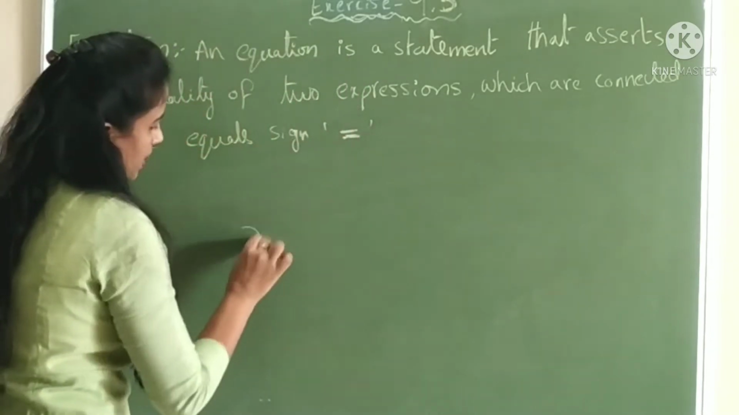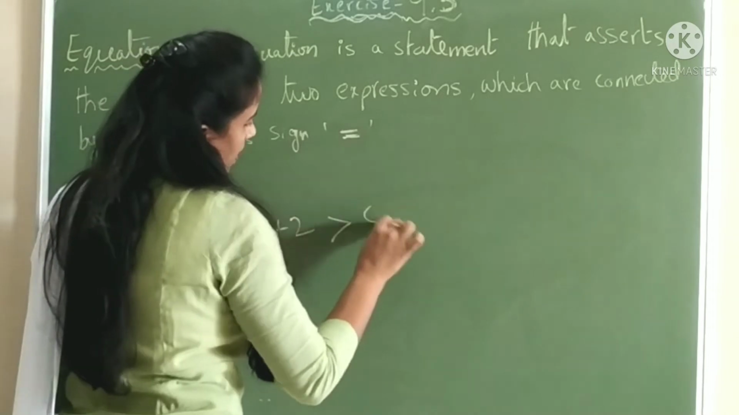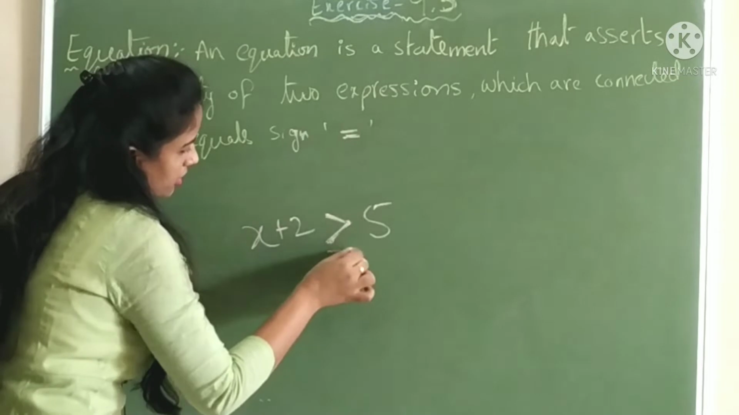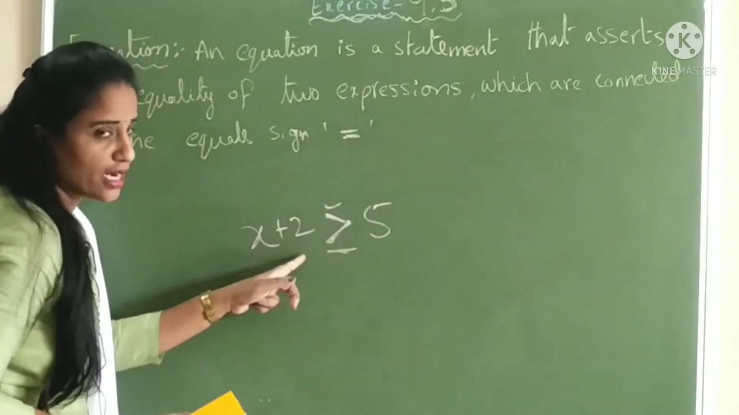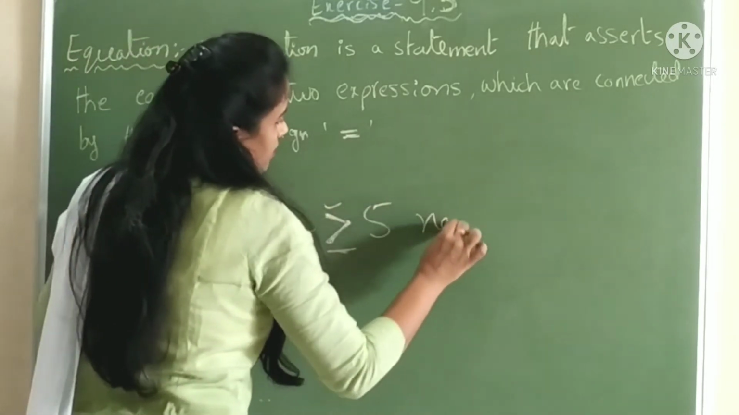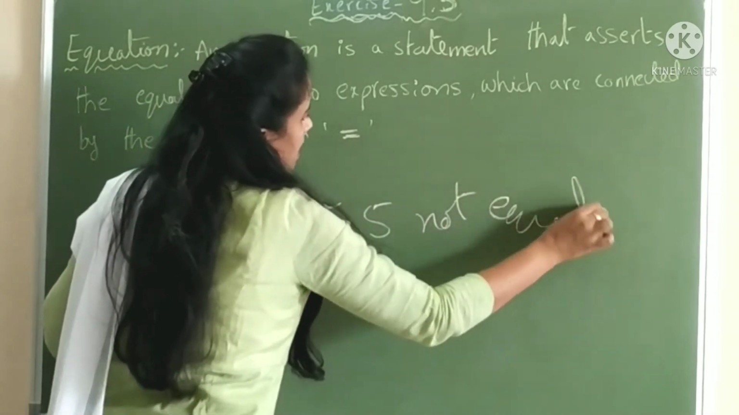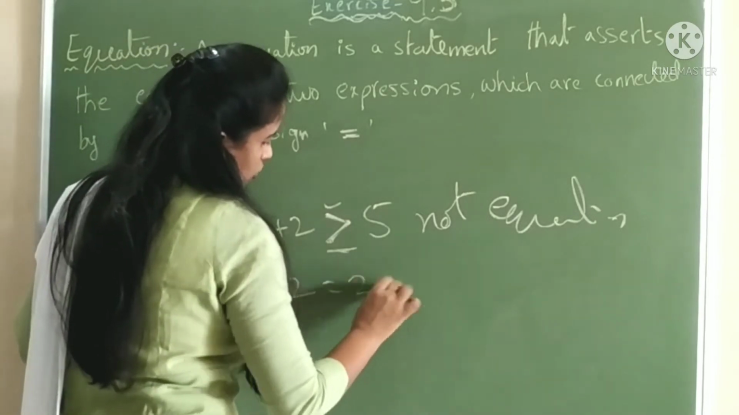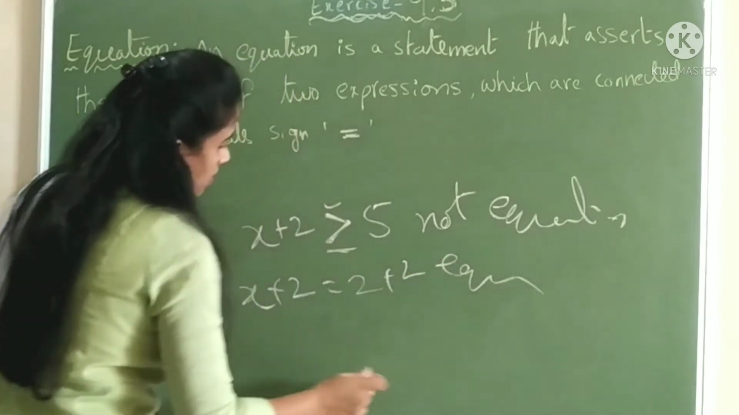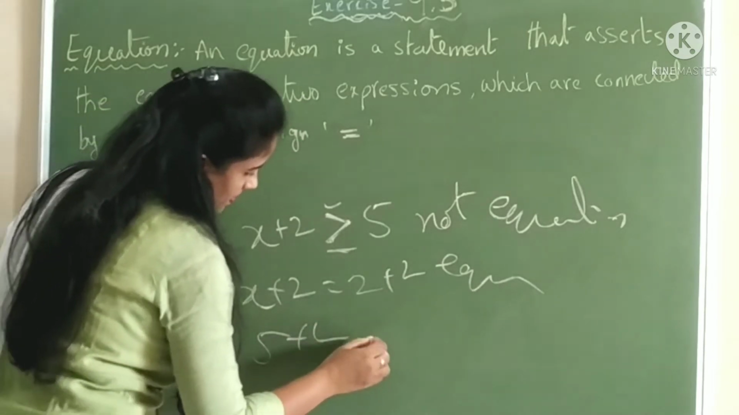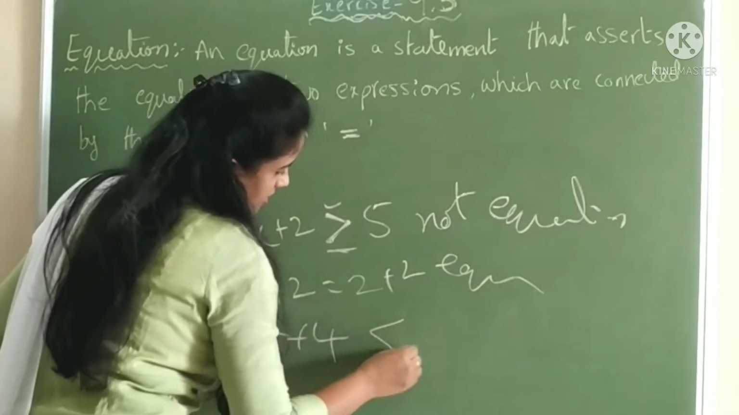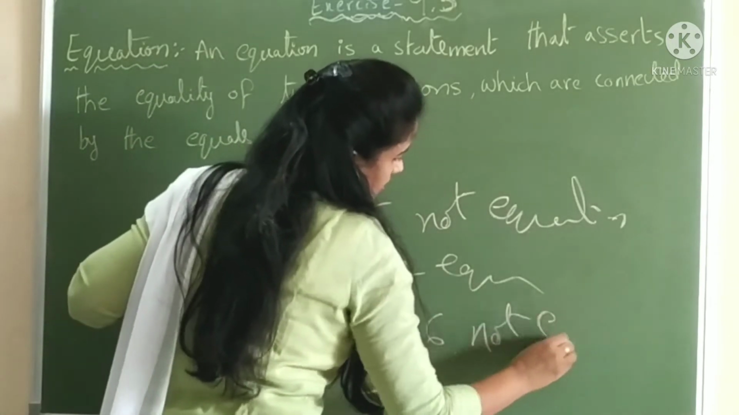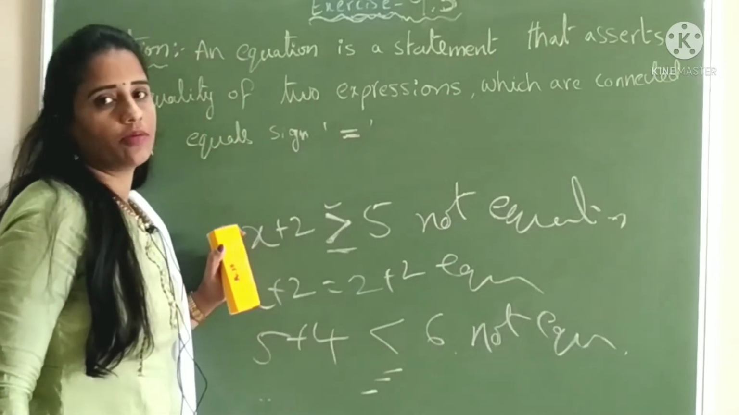Suppose x plus 2 is greater than 5. Is it an equation? No. This is the greater than symbol. We can't tell whether it is equal, so this is not an equation. Suppose x plus 2 is equal to 2 plus x. This is an equation. Suppose 5 plus 4 is less than 6. Is this an equation? No, there is no equal sign, so not an equation. Like that. Let us see examples, then you will understand.